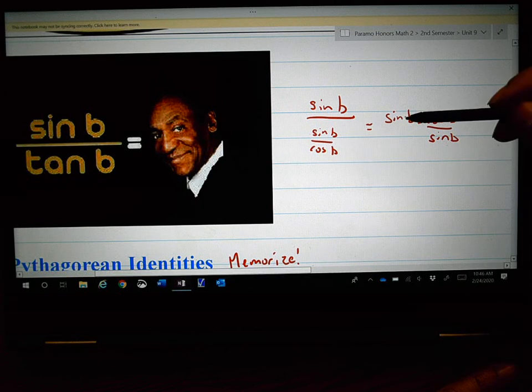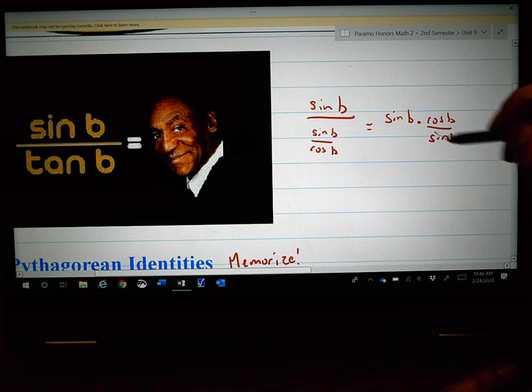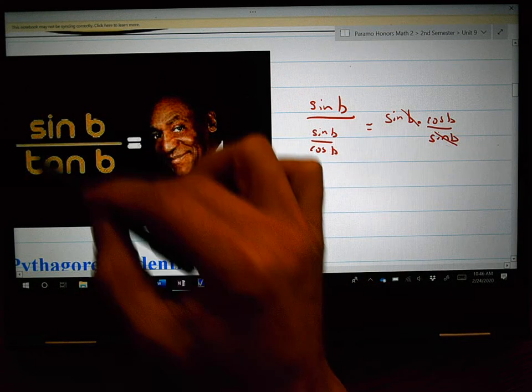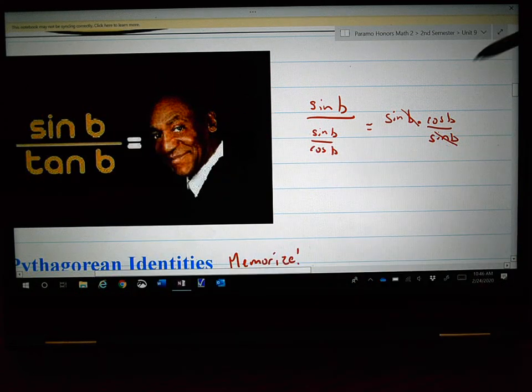What is the sine of B divided by sine of B? How many times does that go in? So this simplifies to what?